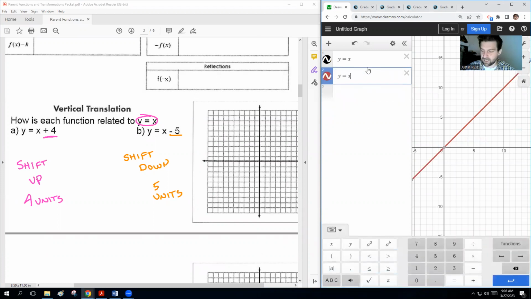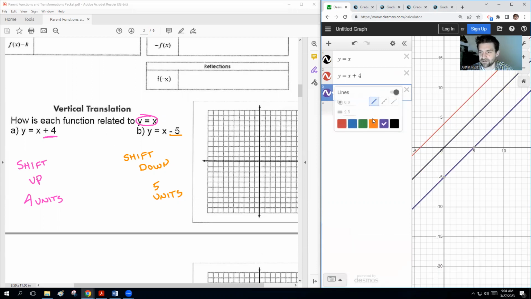If I did y equals x plus 4, okay, so it's the same graph, just shifted up 4 units. Now, the one thing, if you thought about it, because of this equation, it's also the same graph just moved to the left 4. So this is one of those weird ones, but I would say it's just up 4. And then let's go to another one. y equals x minus 5. Change it to orange to match. It's the same parent function, just shifted down 5.